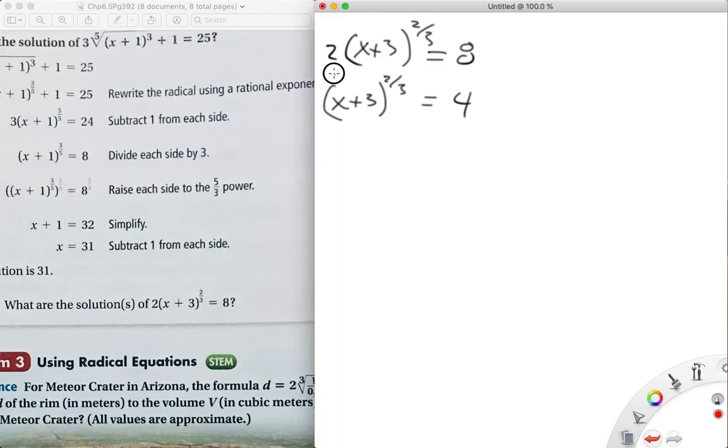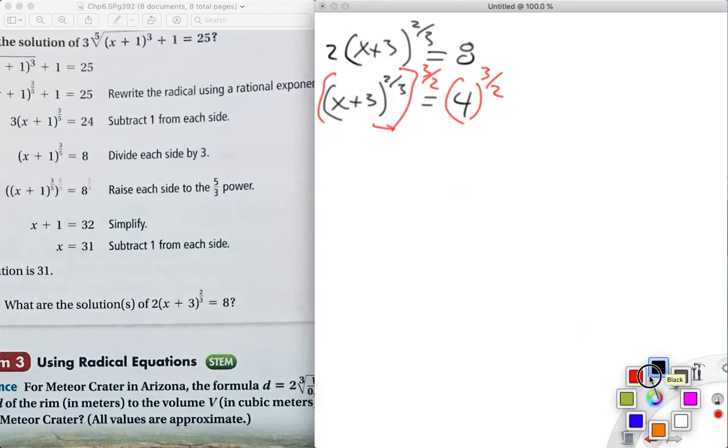I'm going to raise that to the reciprocal of 2/3, which is 3/2. What you do on one side, you do to the other. 4 to the 3/2: 4 times 4 times 4 is 64, and the square root of 64 is 8. So this is 8.